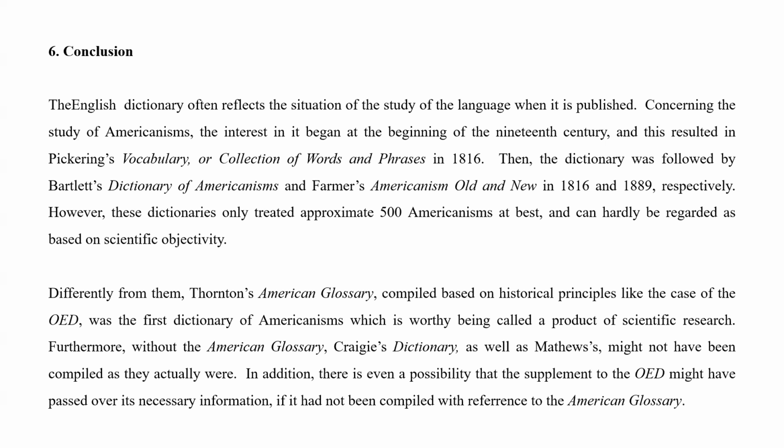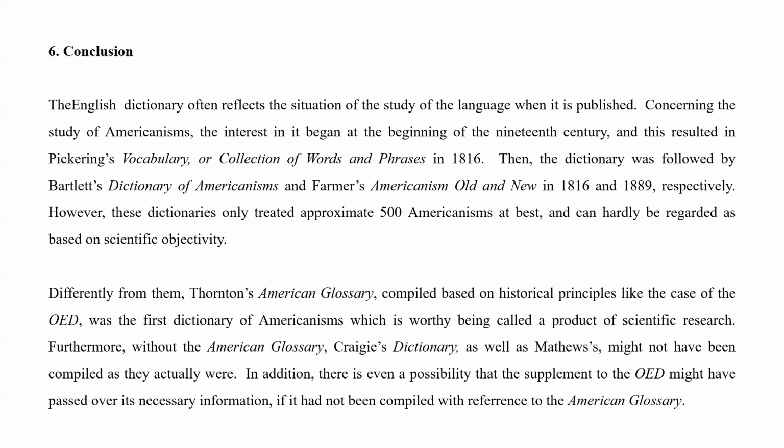Section 6. Conclusion. The English dictionary often reflects the situation of the study of the language when it is published. Concerning the study of Americanism, the interest in it began at the beginning of the 19th century, and this resulted in Pickering's Vocabulary, a collection of words and phrases, in 1816. Then the dictionary was followed by Bartlett's Dictionary of Americanism and Palmer's Americanism, Old and New, in 1816 and 1889, respectively.